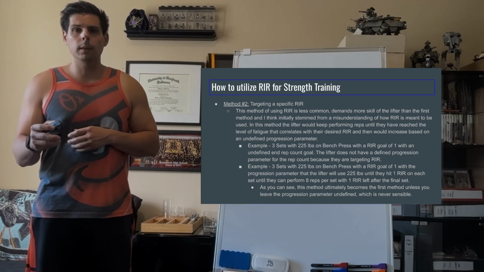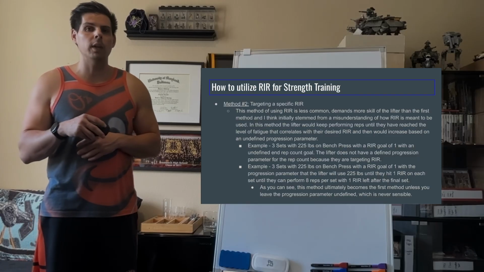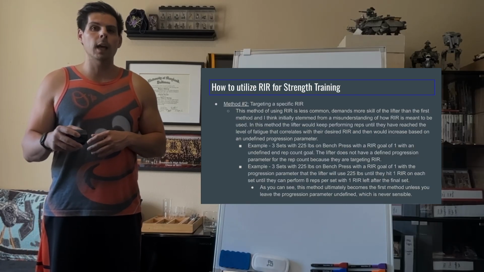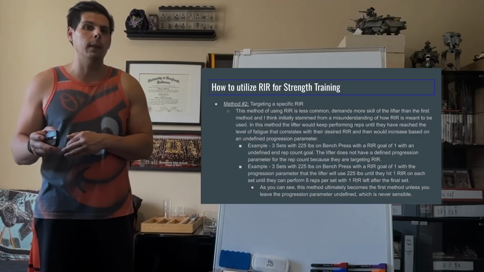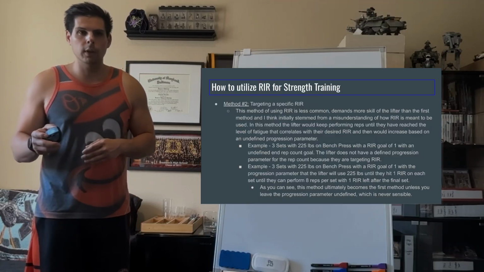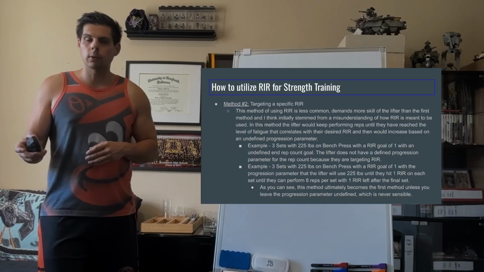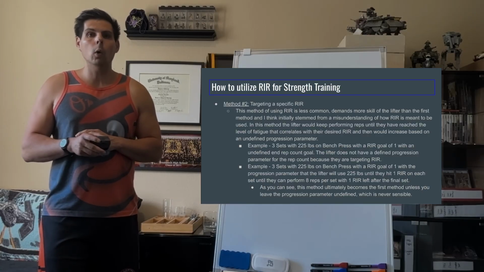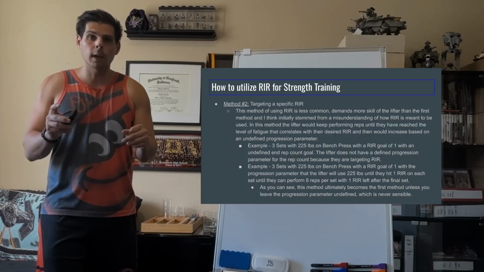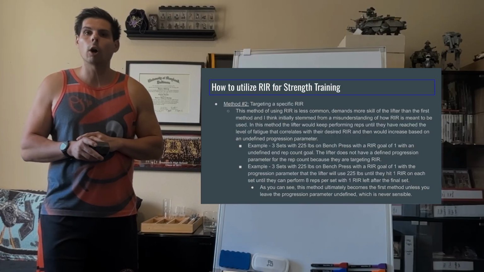So in this method, the lifter would keep performing reps in the set until they have perceived that they are at the reps in reserve rating that they are going for. An example of this would be 3 sets with 225 pounds on bench press, and the lifter has the goal of just doing as many reps as it takes until they get to 1 RIR.